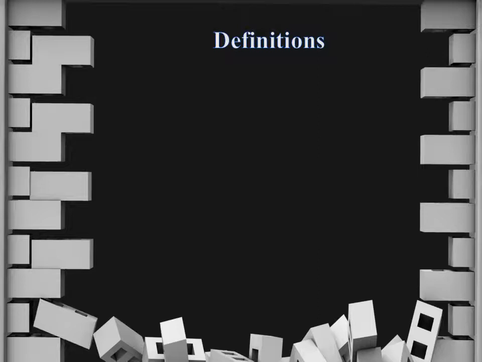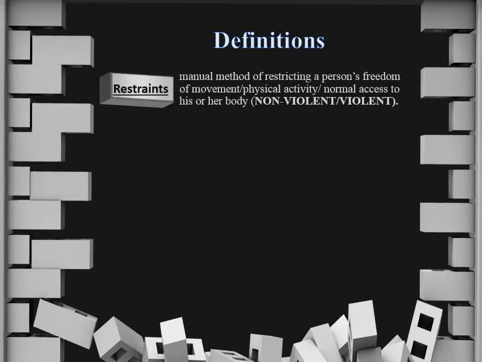Now we're going to cover some definitions on restraints. First, you have restraints, which is the manual method of restricting a person's freedom of movement or physical activity, any restriction from normal access to his or her own body. These are known as our nonviolent, which used to be called our medical restraints, and also our violent restraints, which was also called our behavioral restraints. This is the definition of the restraints: the physical soft, posey vests that hold them down. You're tied to the frame of the bed. These are known as restraints.